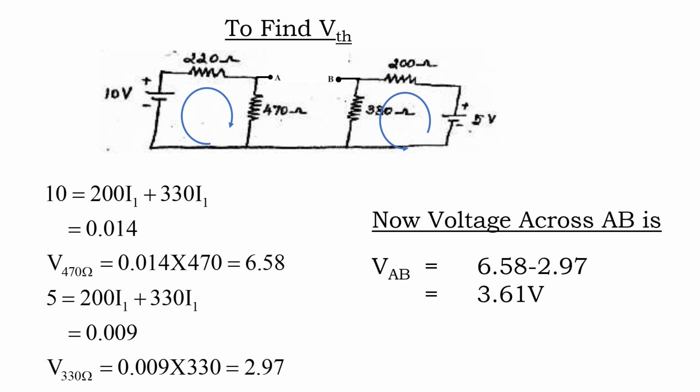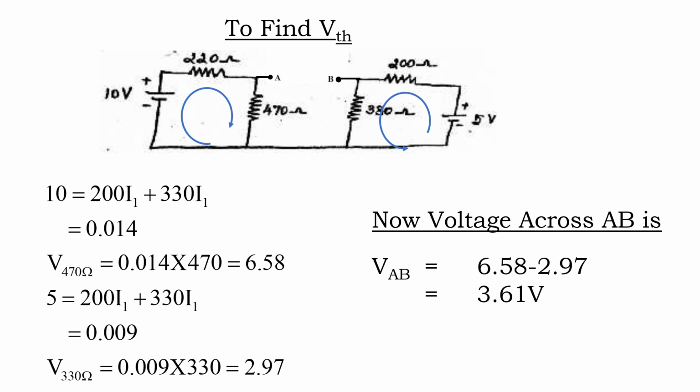I wrote the equation 10 equal to 220 I1 plus 330 I1. So I got 0.014 amps for the first loop. Once I got the current, I am finding the voltage across 470. So 470 ohms equals 0.0104 into 470, I got 6.58.